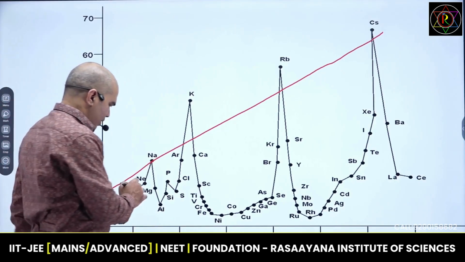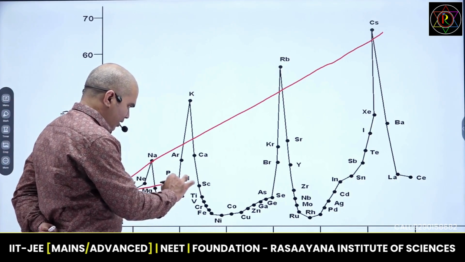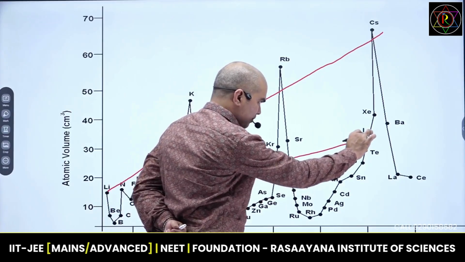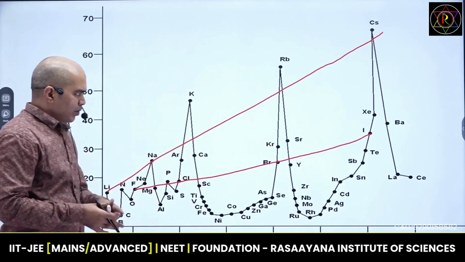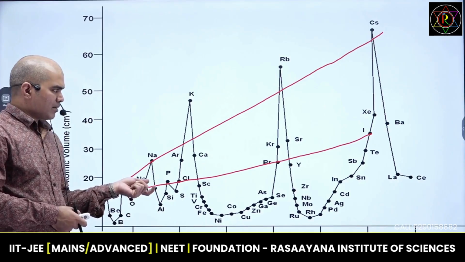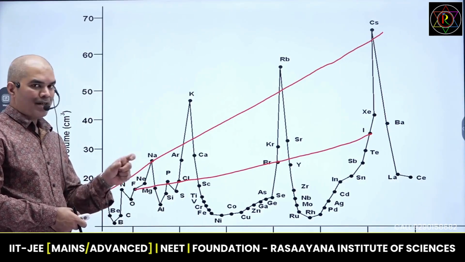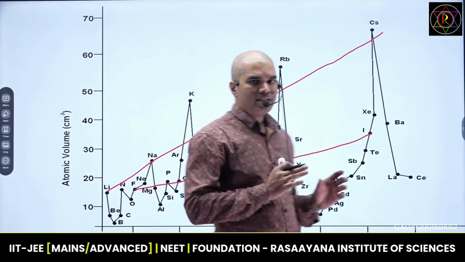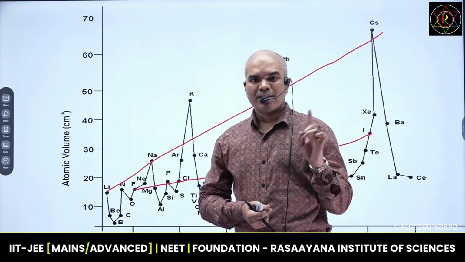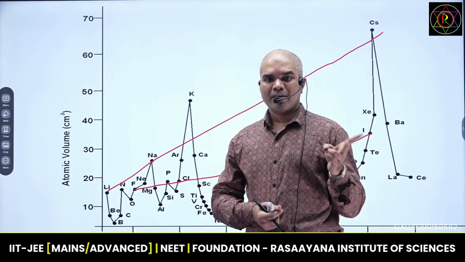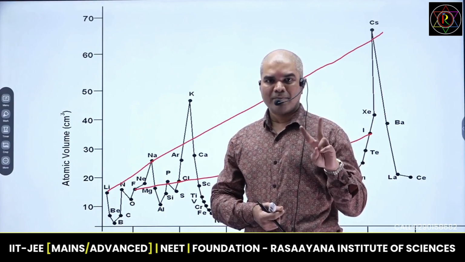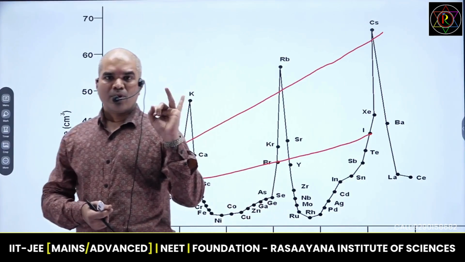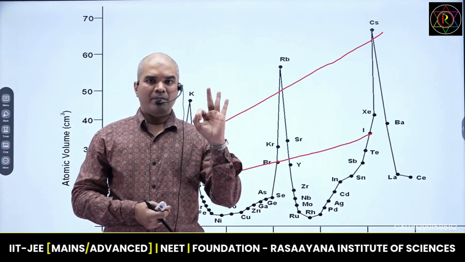Suppose if I choose fluorine here, I can connect fluorine to chlorine, chlorine to bromine, bromine to iodine. So all such identical points, they were connected and they were kept under a group. Okay, these are called as Mayer's curves. So Mayer's curves, these are in accordance with the comparison of atomic volume with atomic mass.